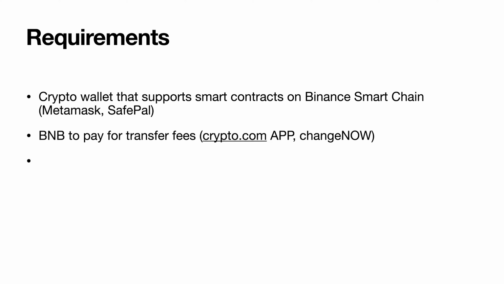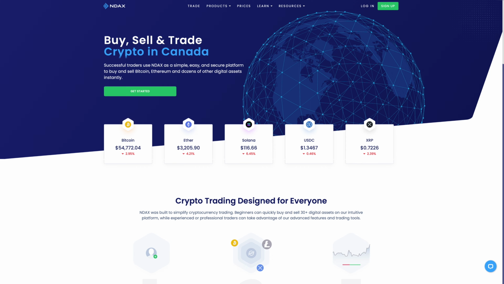The last thing that you'll need is a stablecoin like USDT or USDC. At the moment, no Canadian crypto platform has USDT, so you're best to just get USDC. For that, check out either Patriot or NDAX, as they both have USDC on Binance Smart Chain.